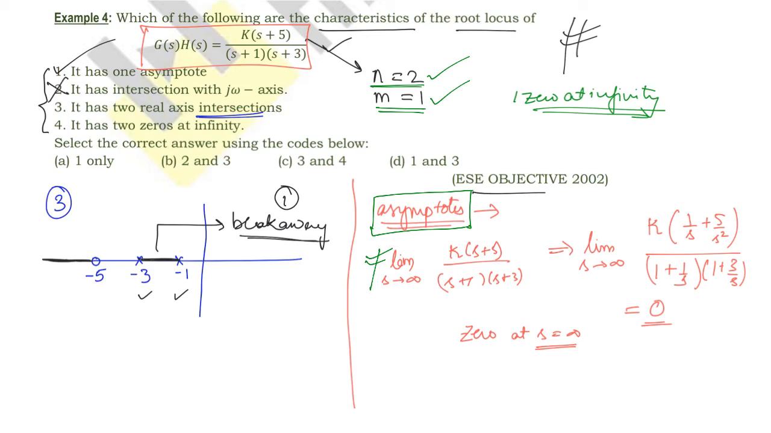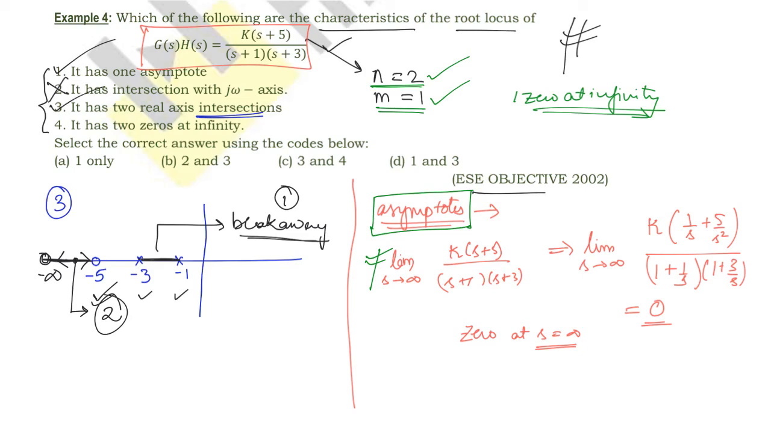So here in this third statement, it has 2 real axis intersections. We have one breakaway point between 2 adjacent poles. But you also have 2 adjacent zeros at minus 5 and minus infinity. There will be 1 zero here, and these are 2 adjacent zeros between which there is root locus existing. So there will be a breakaway point here also. This is the second breakaway point. So this root locus will have 2 real axis intersections.